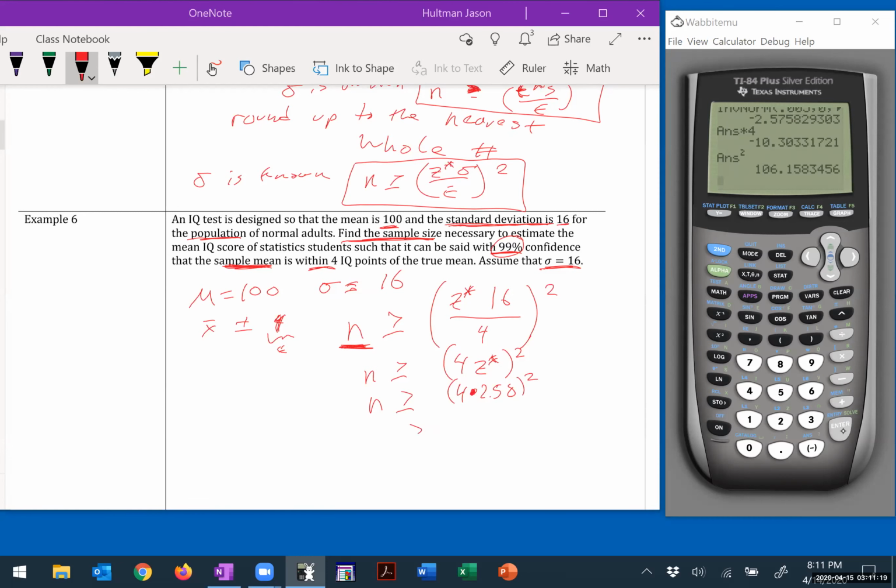So n is greater than or equal to 106.15. Why do I round up to 107? Because I can't have 0.15 of a person, right? I either made it to 106 or I didn't. Does that make sense? If I make it past 106, I'm at 107 because people come in whole persons. Makes sense. And that's it.